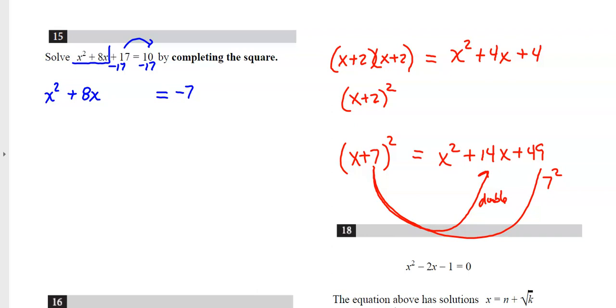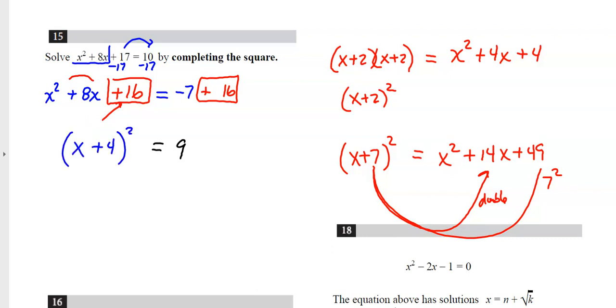So what I'm going to do is chop this b part right here in half, square it, and put it right here. Now, to keep the equation balanced, if I add 16 to this side, I have to add 16 to this side to keep everything balanced. So on the right-hand side, I'm going to get positive 9. On the left-hand side, if I factor this, I'm going to get x plus 4 squared. Because see that pattern? I had the double and I had the squared.